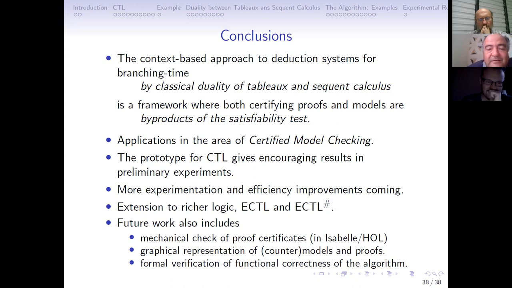And we believe that having a dual tableau and sequent calculus is a good way here, giving us quite an efficient approach to reason about the framework. Well, there is more work to be done, of course, such as the check of the proof certificates, the graphical representation of the models, and formal verification of the correctness of the algorithm. Thank you.